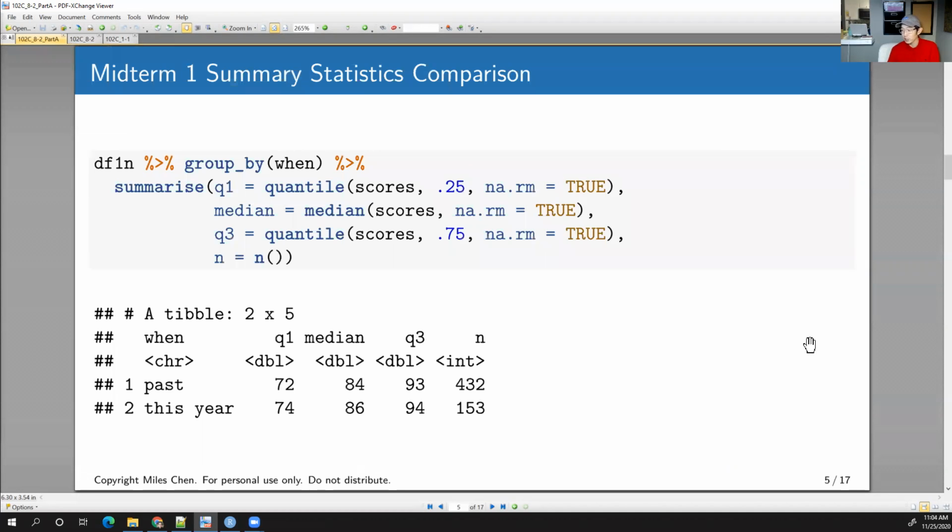If I do a quick check on summary statistics, such as the first quartile, the median, and the third quartile, the numbers align quite closely as well. Q1 in the past was 72, and this year it's 74. The median in the past was 84, and this year it's 86. Q3 was 93, and this year Q3 is 94. In the past, I had a total of 432 students, and this year, between my 2 lectures, I have 153. So this was a good sign.